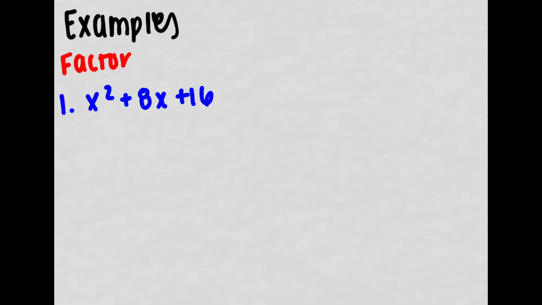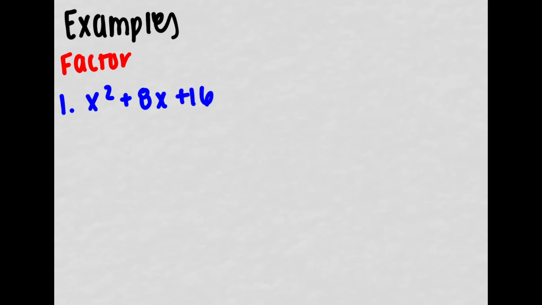So I'm just asking you to try it out, do one example. The example is x squared plus 8x plus 16. Again, make sure you are factoring this completely. So remember, this is that perfect square example where if you don't get it, it's totally fine.